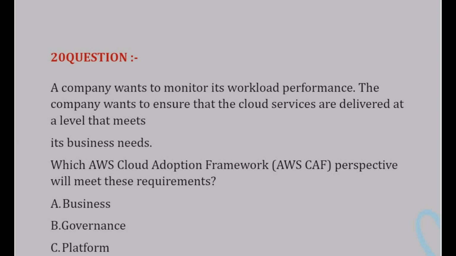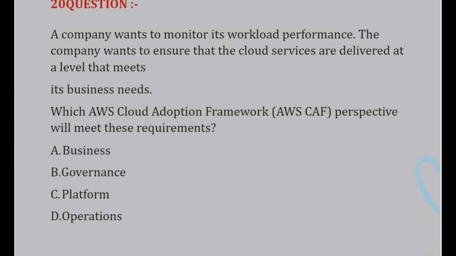Question is, a company wants to monitor its workload performance. The company wants to ensure that the cloud services are delivered at a level that meets its business needs. Which AWS Cloud Adoption Framework, AWS CAF, perspective will meet these requirements? Option A. Business. Option B. Governance. Option C. Platform. Option D. Operations. Correct answer is option A.